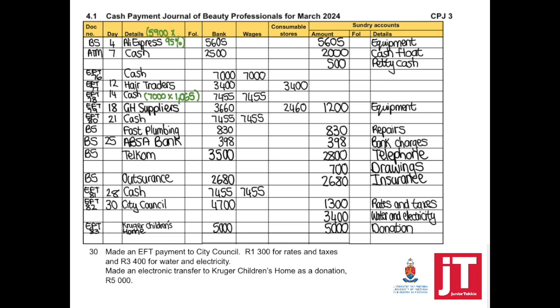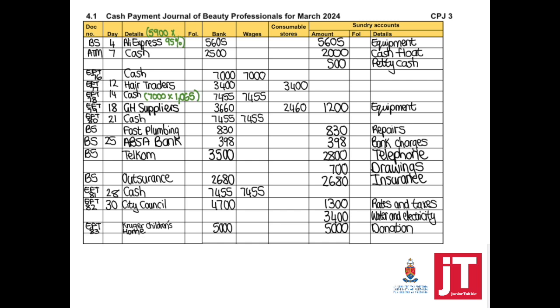So once we are done with all the transactions in the CPJ, our final step is to add all the columns. That means starting from bank, wages, consumables, and everything under sundry accounts. If you've done this process correctly and you add these totals together, it should equal bank. And why do I say it should equal your bank? From the CPJ, bank is always credited. The rest is going to be debited.